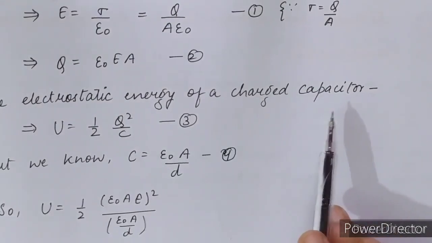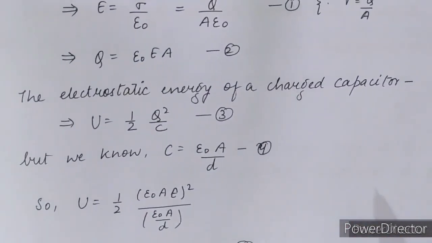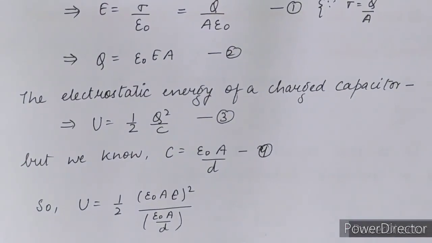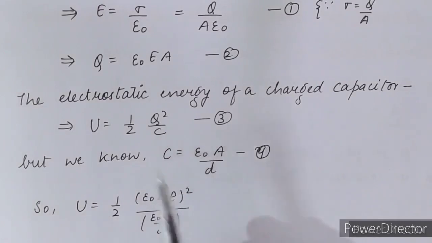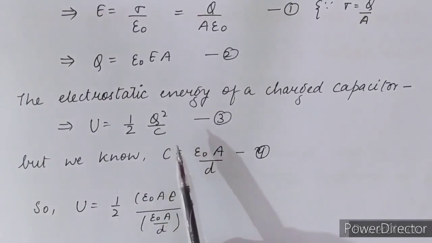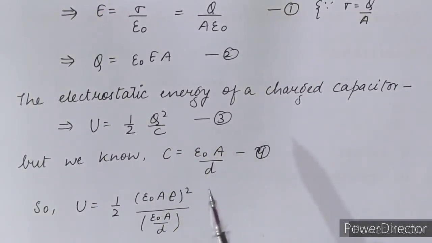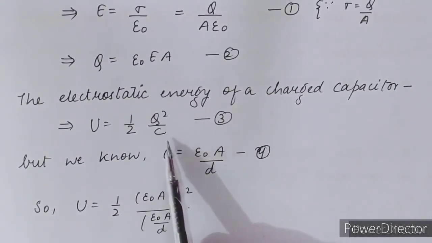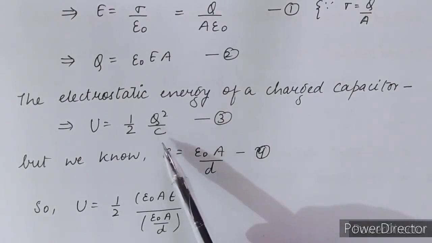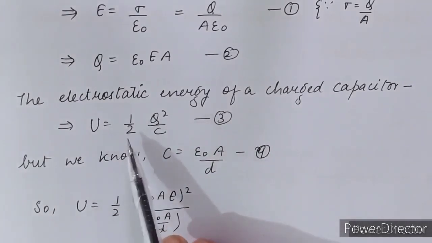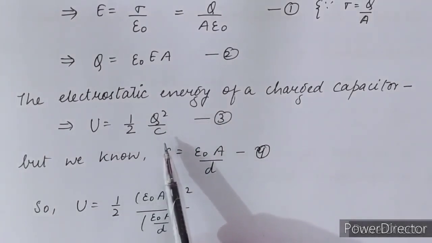Now the electrostatic energy of a charged capacitor. Right now we have calculated the value of energy stored in a capacitor, half Q square upon C. We have told you three values: U is equal to half Q square upon C, half CV square, and half QV. We are using half Q square upon C because in this we can easily put the value of charge and capacitance.